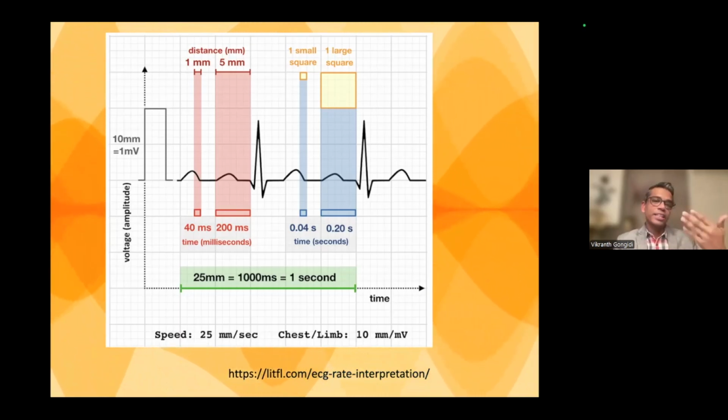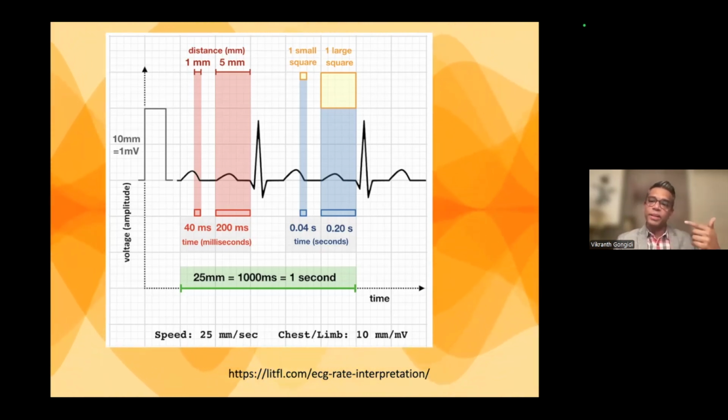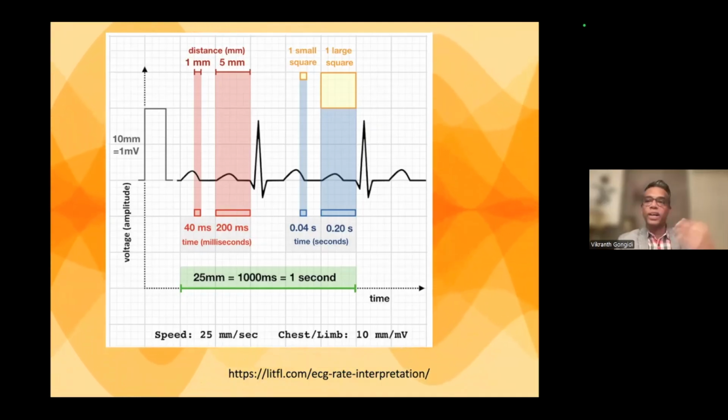You look at it, and this is what I say: is this fast? Is it slow? Is it regular? Is it not? And this is something that happens because we've read so many of them and we just know this looks fine. Or this is, oh shoot, this is something serious. I've got to take care of it. Like that VT, that's not normal.